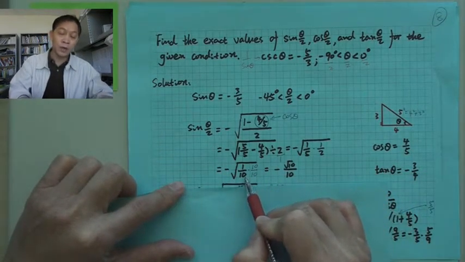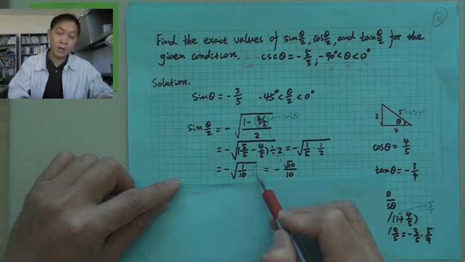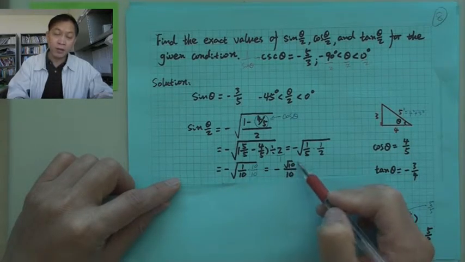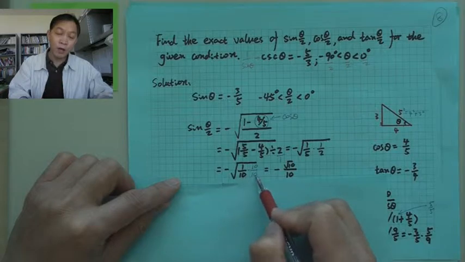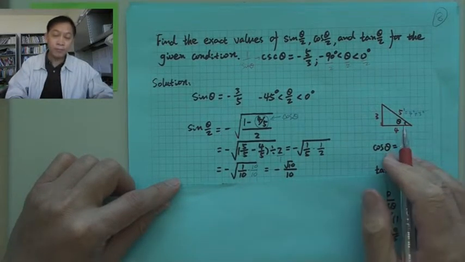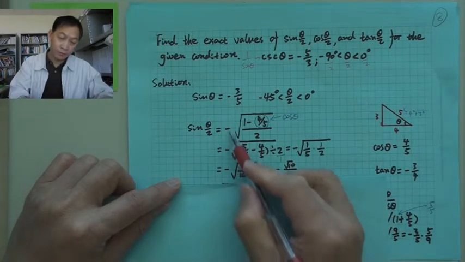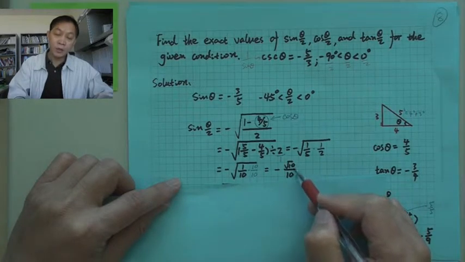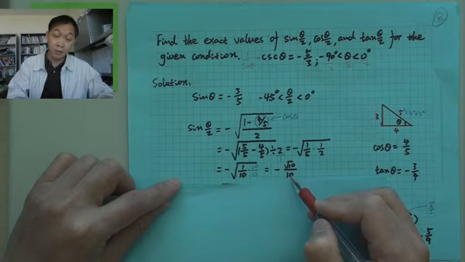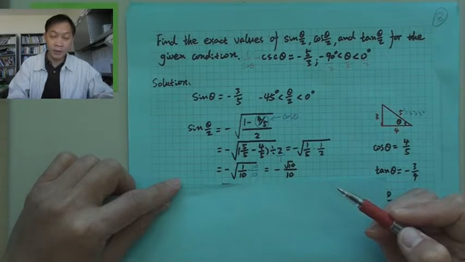Now, I want to rationalize this answer. Multiply both numerator and denominator by radical 10. 1 times radical 10 is radical 10, and downstairs is 100, so choosing the radical, you have 10. So that's the answer: sine theta over 2 is negative radical 10 over 10. We don't want the denominator to be a radical number, so that's the way we rationalize this expression.